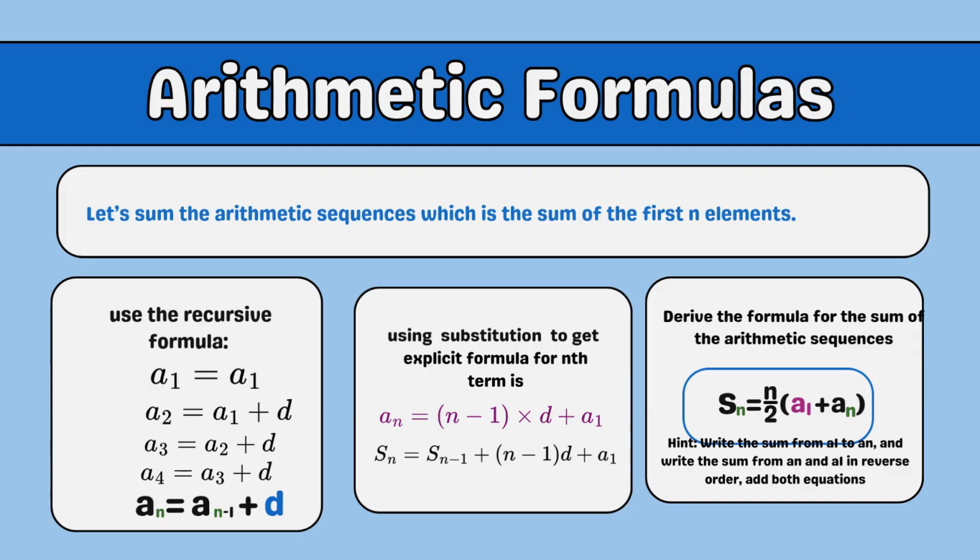Upon adding the left and right sides of these summation equations, we eliminate the common difference d, which leads us to assert that 2s sub n equals n times the sum of a sub 1 and a sub n.